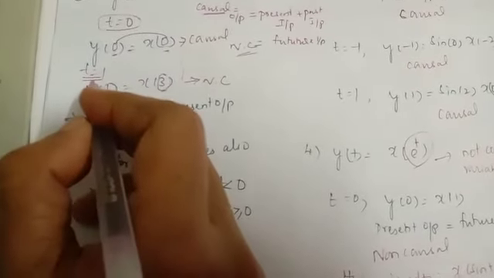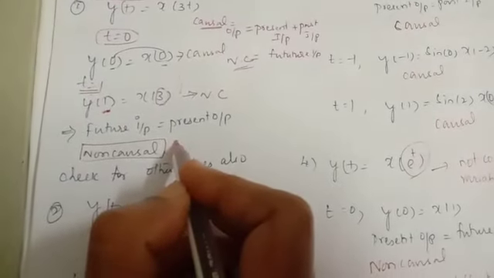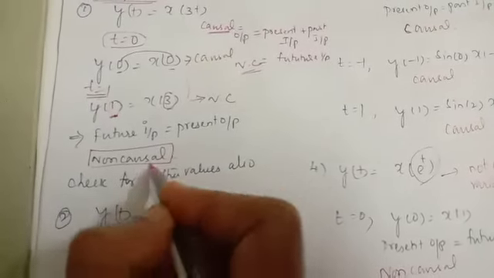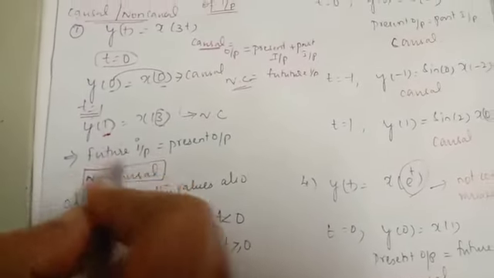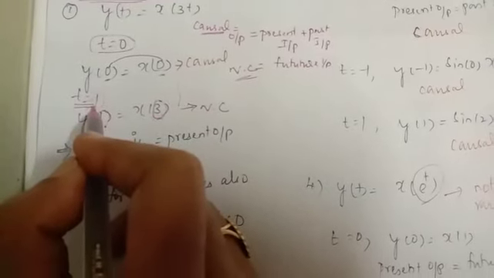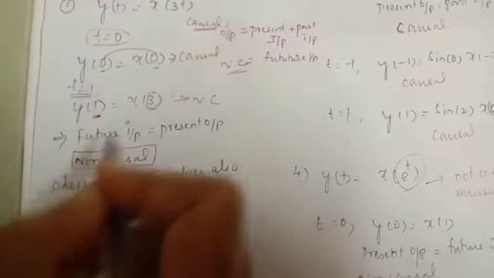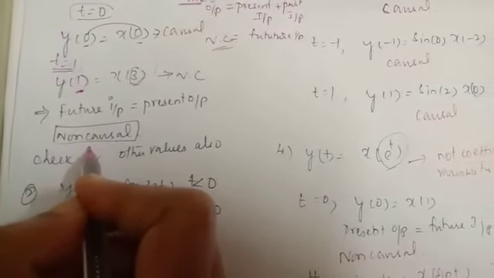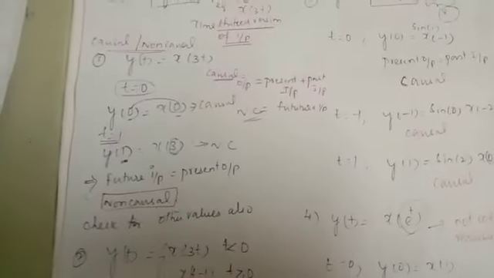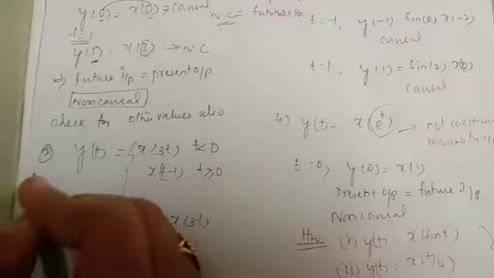Even for one value of t, if the system is found to depend on the future value of input, then we call that system non-causal. Why do we call this future input? The present value of t is 1, but the input is x of 3. t equal to 1 is the present value, but it becomes 3 here. So that is the future value. So we call that system non-causal. I hope this sum is clear. We can check it for other values also, but the given system is non-causal. We will move on to the second problem.